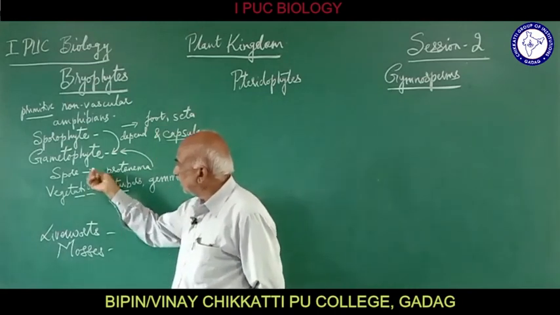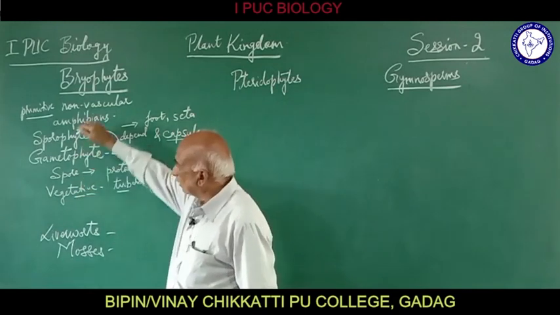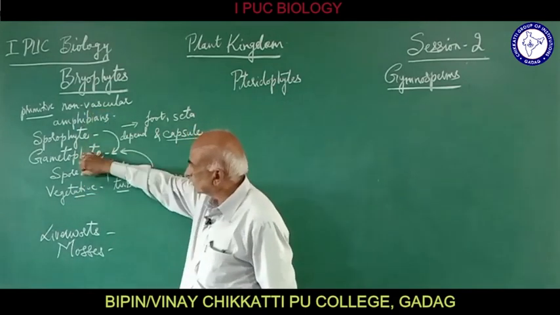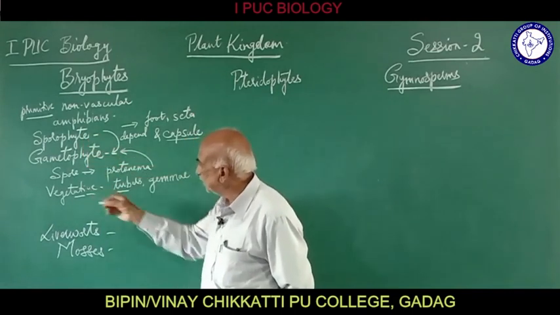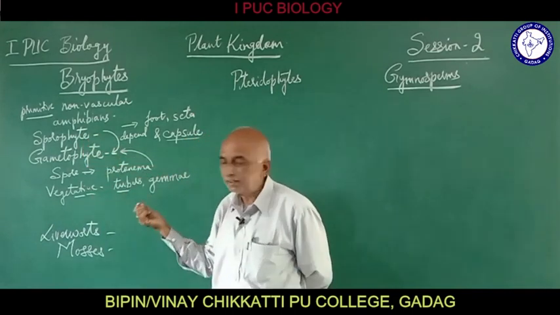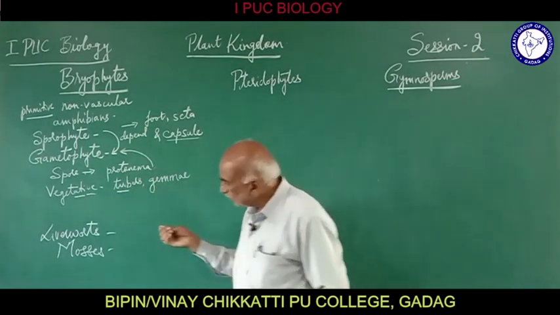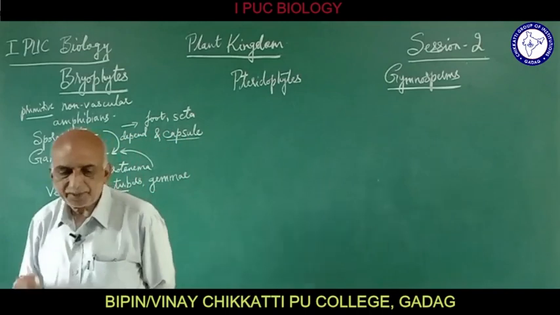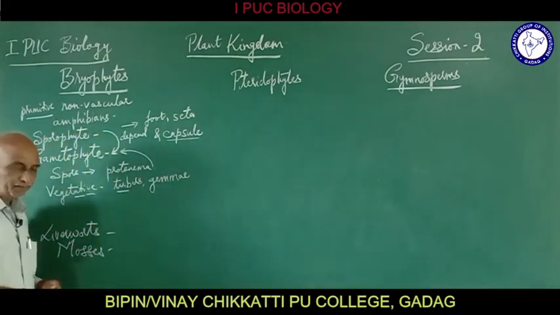Then reproduction takes place by vegetative, sexual and asexual methods. Asexual means by spores, sexual means by the production of gametes. The vegetative method takes place by fragmentation, tubers and even by gemmae. So bryophytes are classified into two groups, liverworts and mosses.